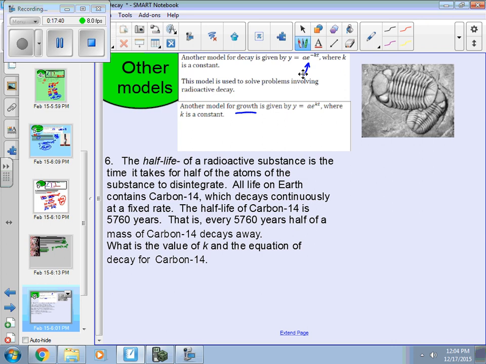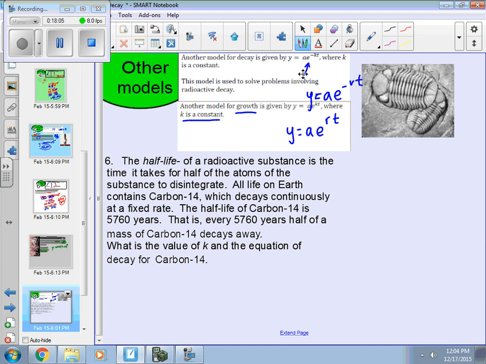So in these types of problems, k basically becomes our constant. It's kind of a growth constant. It's pretty much like r. So we could also write this as a e to the rt. Okay, same with this one. This could be written as y equals a e to the negative rt. r, k, it's our growth constant.